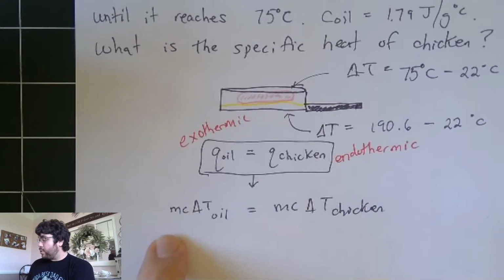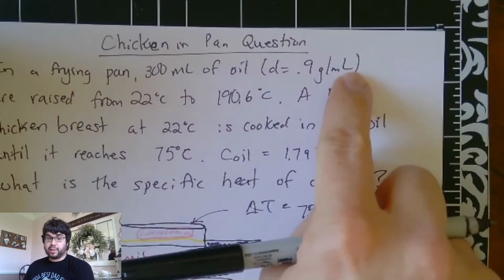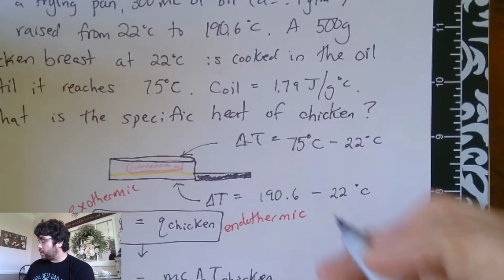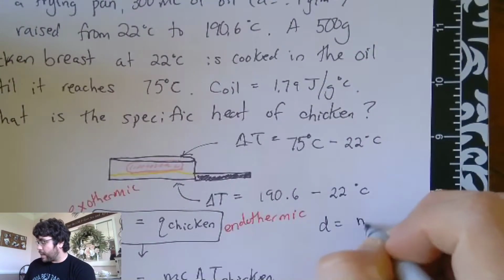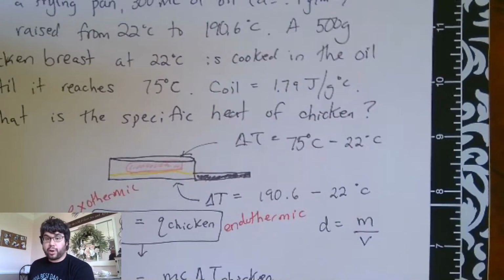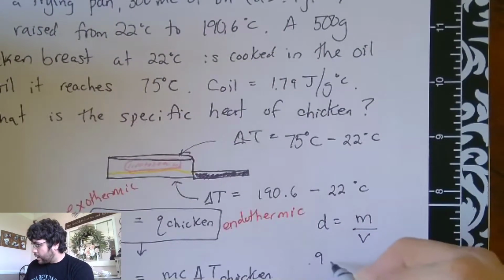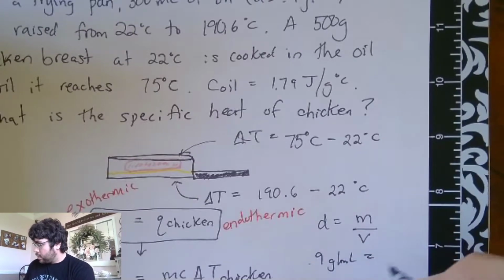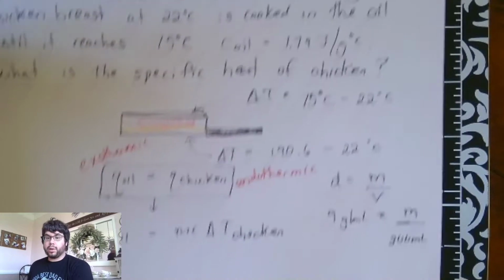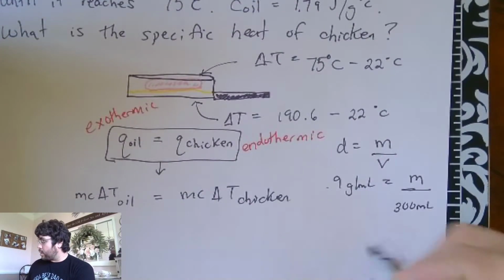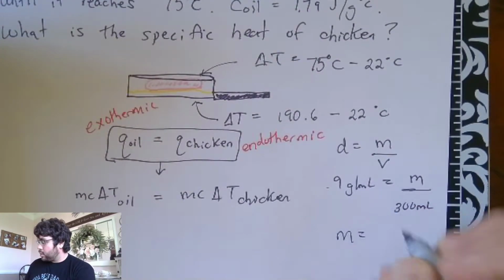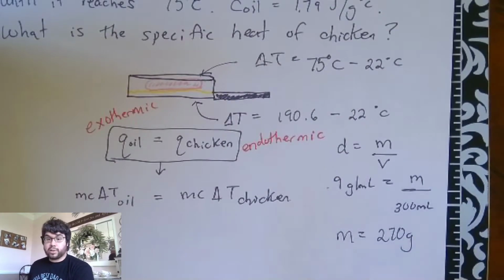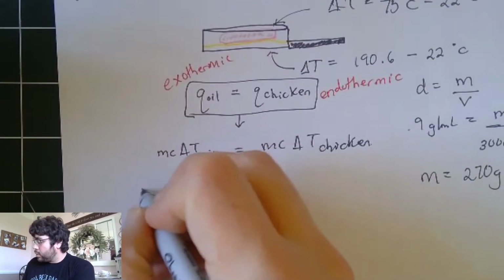The mass of the oil, we don't know directly. We are told the volume of the oil, and we're told the density. So we can figure out the mass by doing our density equation. Remember, density is the mass of a substance divided by its volume. So the density is 0.9 grams per mil. I don't know the mass. The volume is 300 mils. Okay, so 0.9 times 300, that equals 270 grams. So I've got 270 grams of oil.